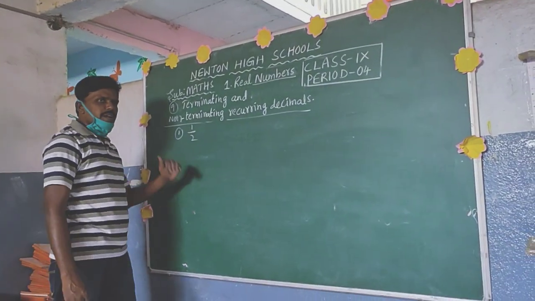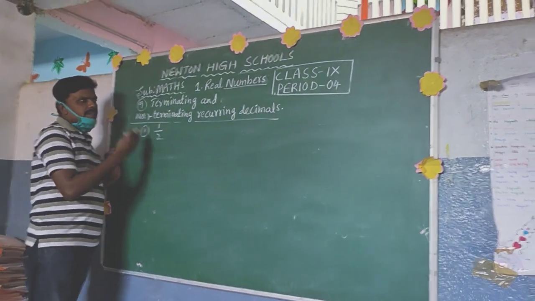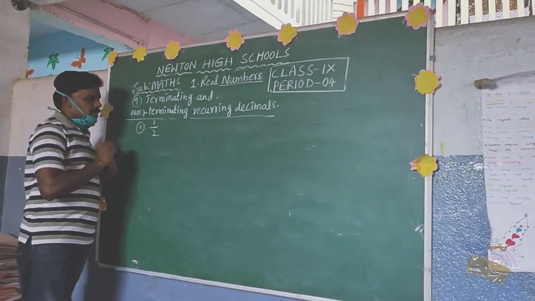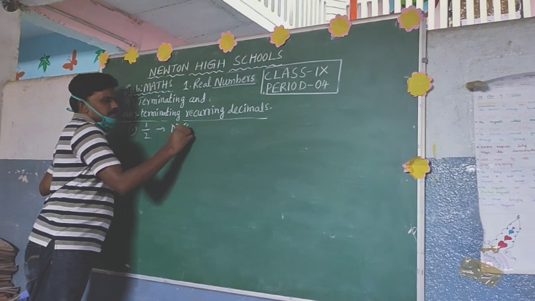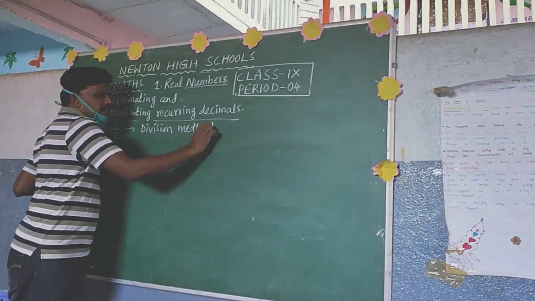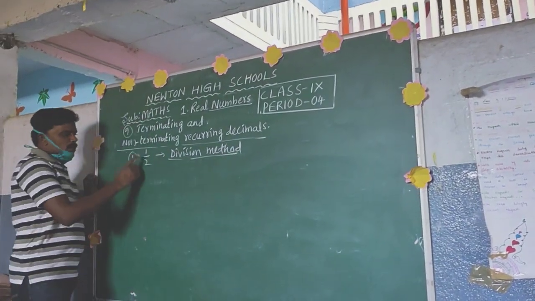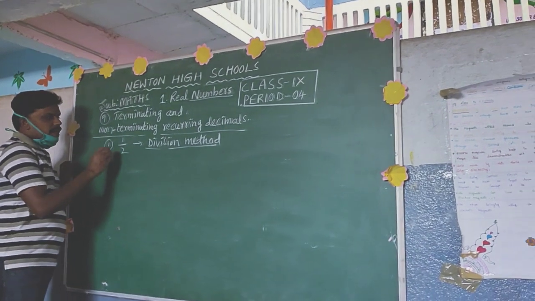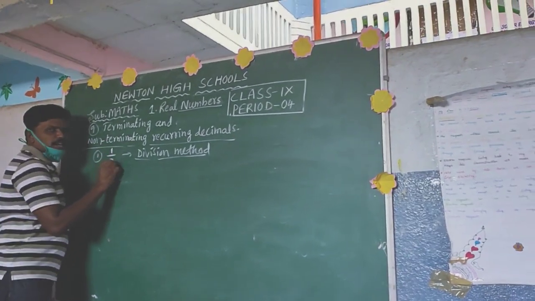How to find? First we have to go with the division method. After that, without doing actual division, we can say whether it is terminating or non-terminating. First one is the division method. First we have to verify whether it is terminating or non-terminating by using the division method. So already we learned about the division method. How to do the division? Numerator we have to divide with the denominator.